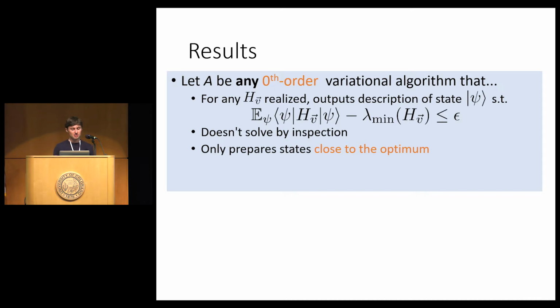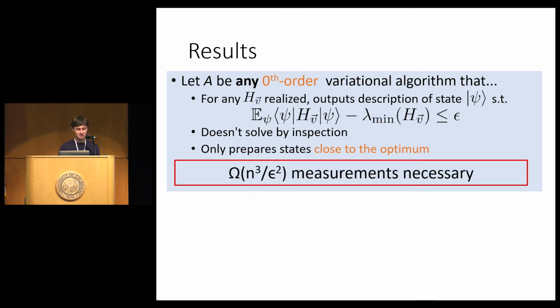We also impose a restriction that the algorithm only prepares states that are close to the optimum in some sense. So we don't allow it to prepare states that are far away from the possible set of optima in some sense, which I'm not making precise. We can show that under these conditions, we need at least n cubed over epsilon squared measurements for an algorithm to satisfy these properties within the black box model.